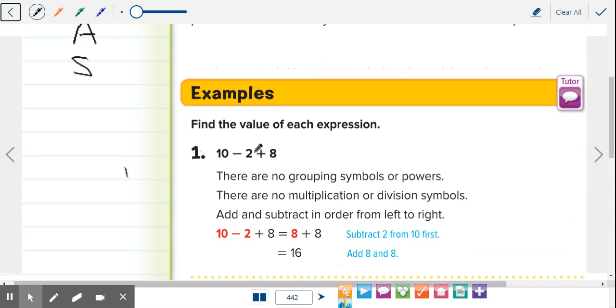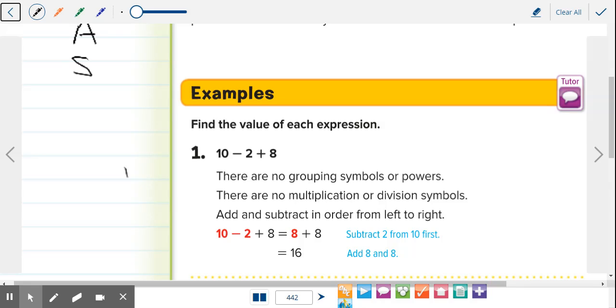So let's look at number 1. Number 1 is 10 minus 2 plus 8. Looking at order of operations, we start at the very top. Are there parentheses anywhere? Nope, so we skip it. Are there exponents? Nope, so we skip it. Is there multiplying or dividing? Nope, skip that one. Now we're down at addition and subtraction.